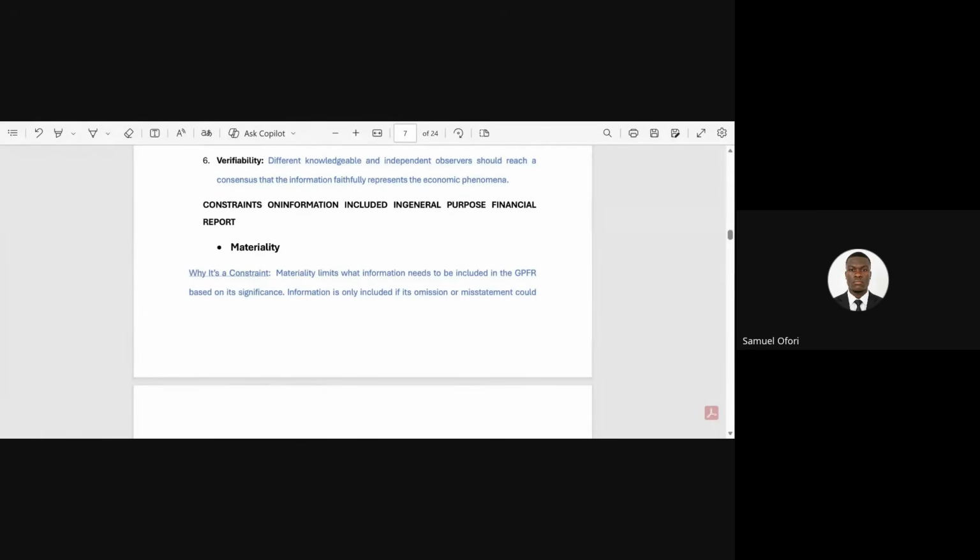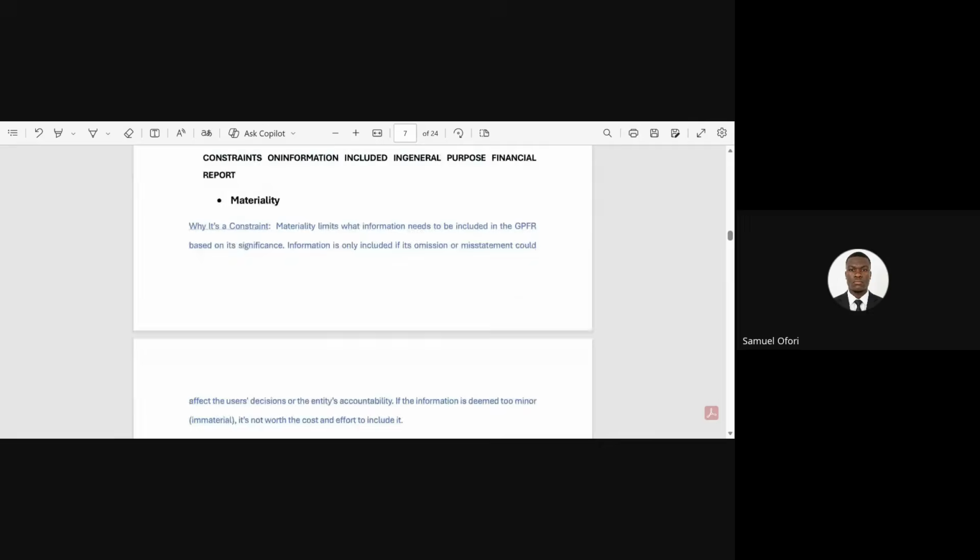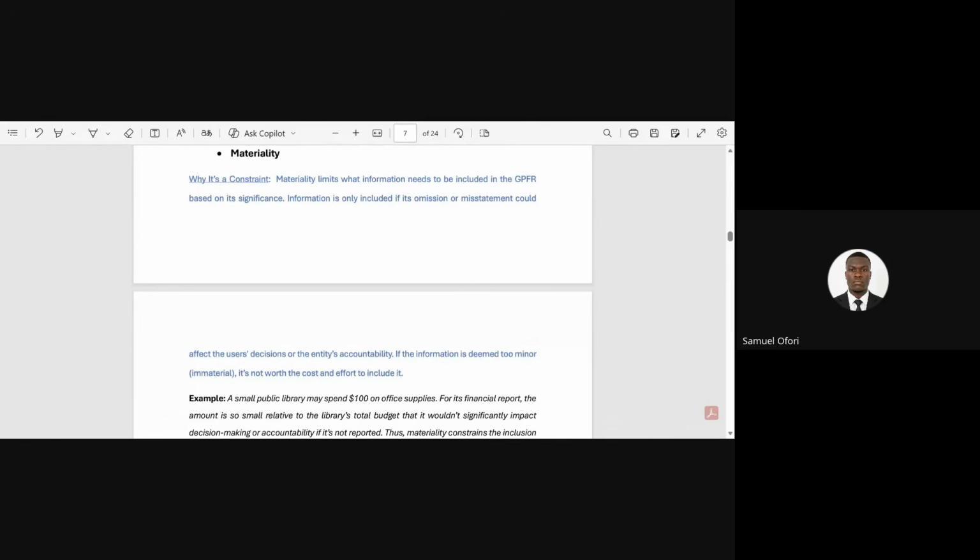So materiality. Why is materiality a constraint or a limitation? It limits the information to be included in a general purpose financial report based on its significance. Information is only included if its omission or misstatement could influence decision making, could influence or affect users' decision making or the entity's accountability. If the information is deemed too minor or immaterial, it is not worth the cost or effort to include it. If the information will change the decision making of people who are going to use this financial statement, then that information should be present. So all material information should be present in your financial report.